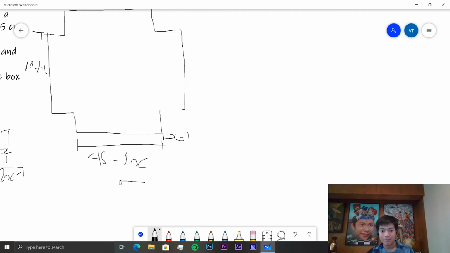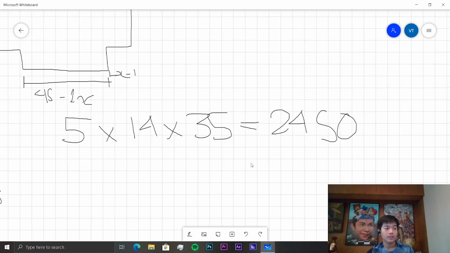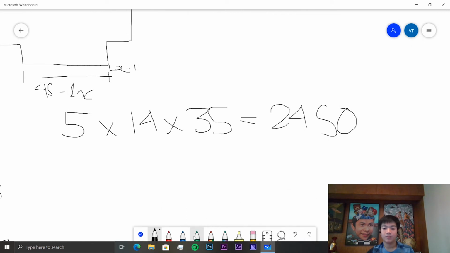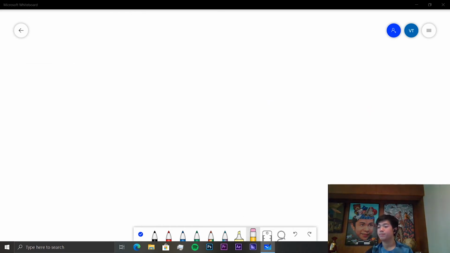So let's calculate the dimensions. 5, and then we have 24 minus 2 times 5, which is 14. And then we have 45 minus 2 times 5, which is 35. So we have 5 times 14 times 35, which is equal to 2450. So this should be your maximum volume for this box. Okay, on to the next problem.